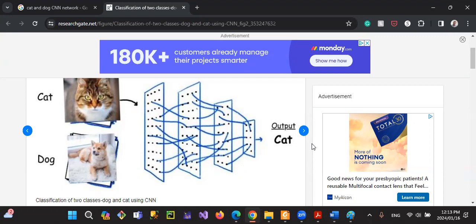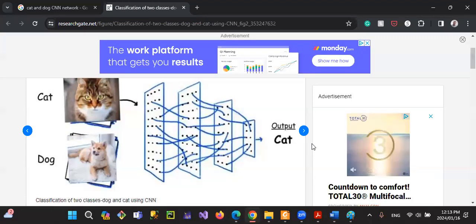Question, are you going to fix the network based on the first picture? It is a cat, you said dog. Are you going to fix the network based on that? If you say yes, it's going to be very cumbersome for the system.